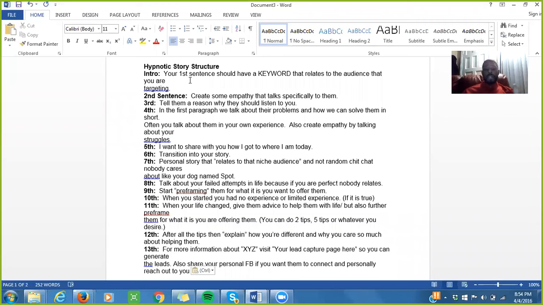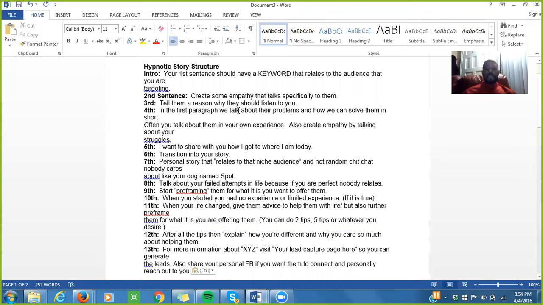Whatever your focus is, for the second sentence, you want to create some empathy that talks specifically to them. Empathy is coming from the heart, straight up here. The third is you want to tell them a reason why they should listen to you. We all have different types of experiences. So it's important that you let them know, hey, I've been where you've gone. Trust me, I know where you're going, that type of thing.